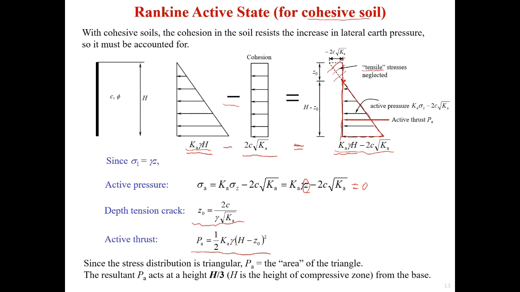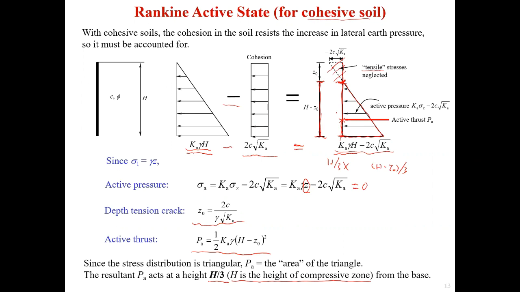And this resultant Pa is acting at a height of 1/3 from the bottom of the compression zone. So it's not 1/3 of H, it's not 1/3 of H. Instead, it's 1/3 of H minus Z0, because we are calculating this part. So you see it acts at the height of 1/3 of H, but H is the height of the compressive zone. So it's actually ought to be H minus Z0 for this case.